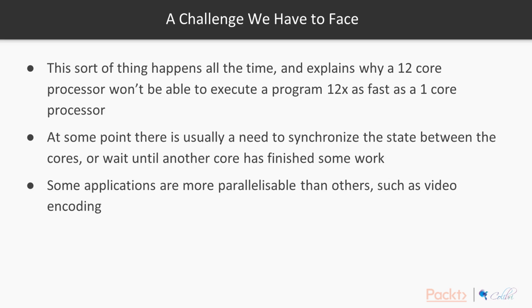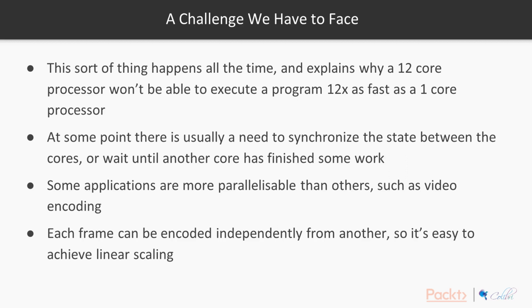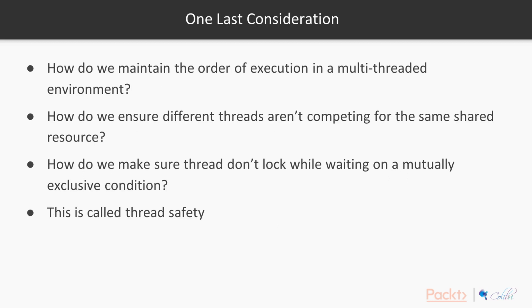Now, some applications are inherently more parallelizable than others, such as video encoding. Each frame can be encoded independently from another, so it's easy to achieve linear scaling. So one last consideration before we move on. How do we maintain the order of execution in a multi-threaded environment? How do we ensure different threads aren't competing for the same shared resource? And how do we make sure threads don't lock while waiting on mutually exclusive conditions? All of this is called thread safety.